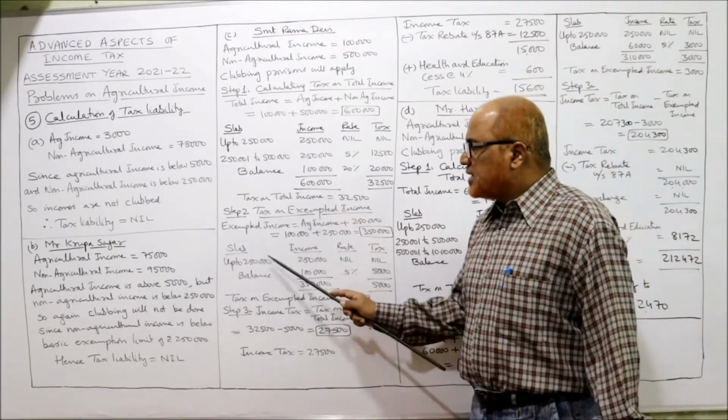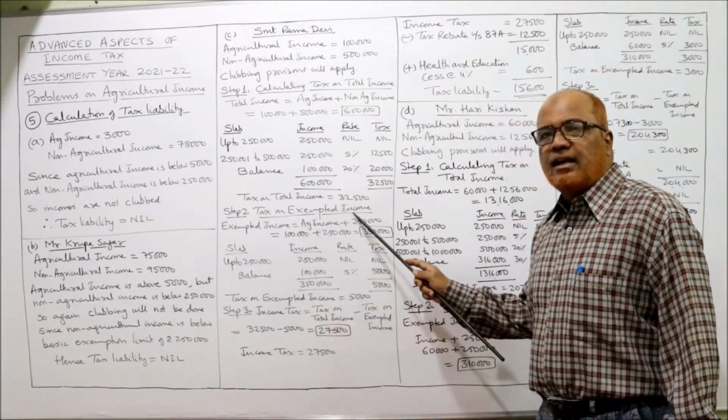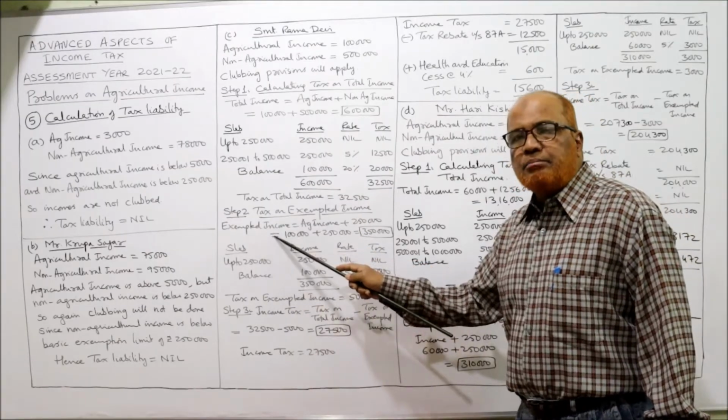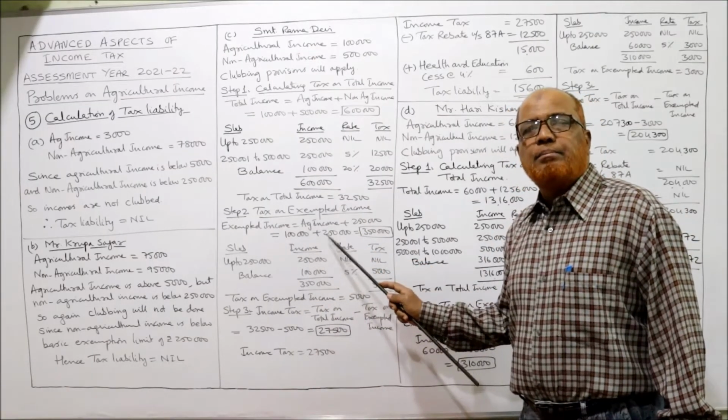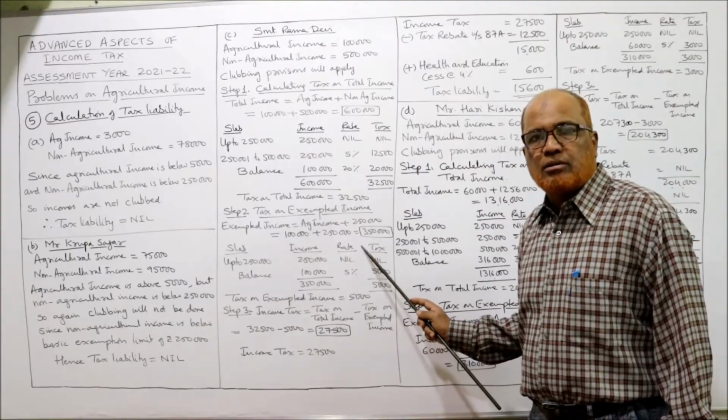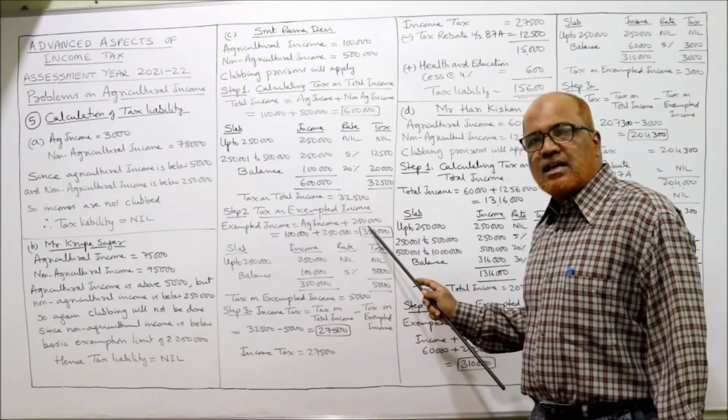First step completed. Second step, tax on exempted income. What is exempted income? Agriculture income plus basic exemption limit.